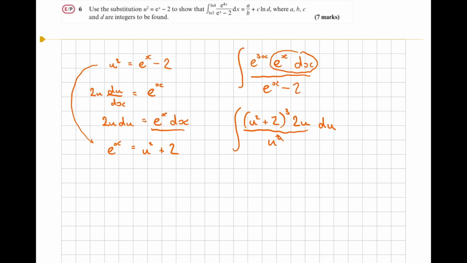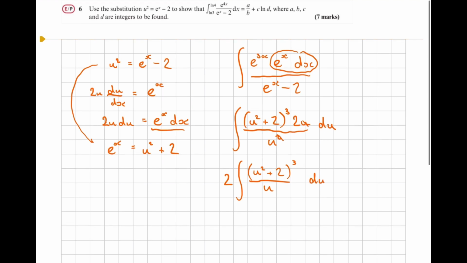There is a u in common there on the numerator and denominator that can cancel. So I'm left with the integral of u squared plus 2 all cubed over u. And there are 2 lots of that as well. Now I do need to look for the limits.